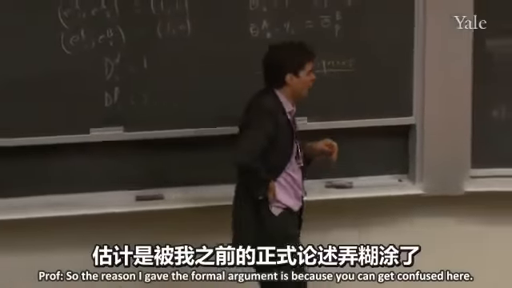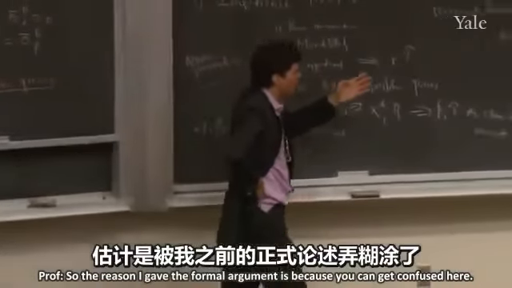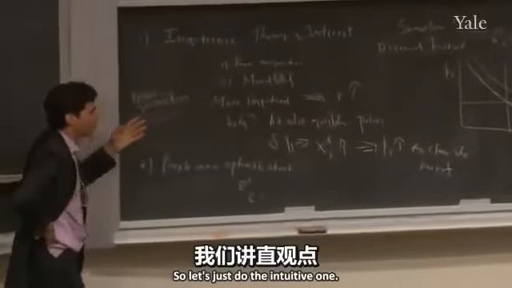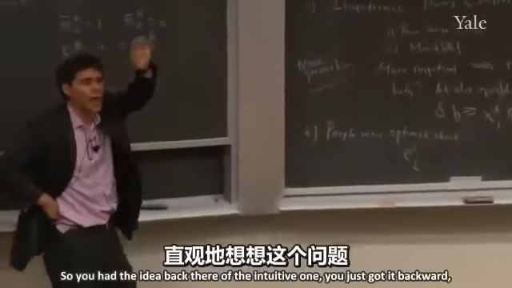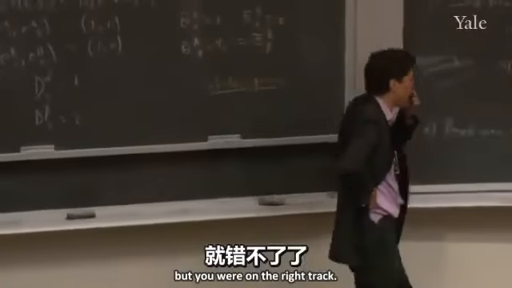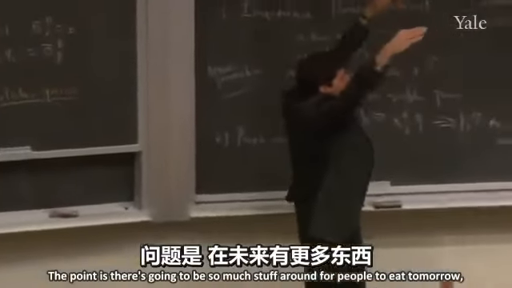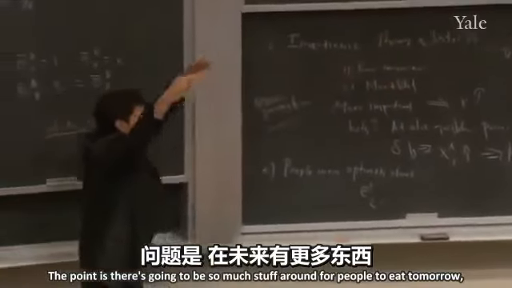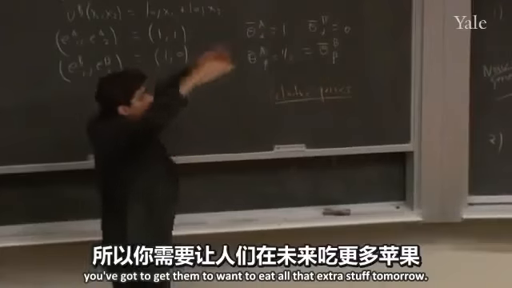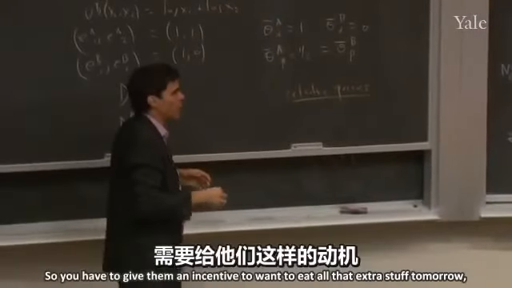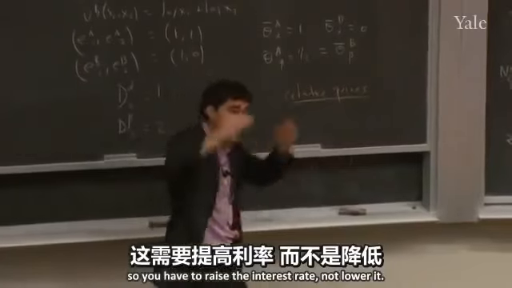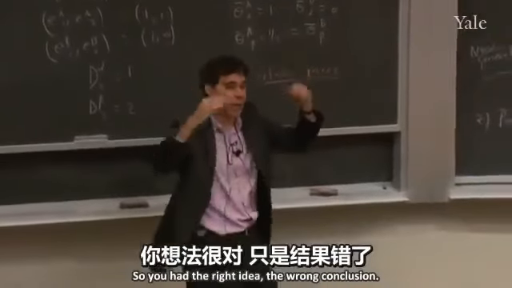The reason I gave the formal argument is you can get confused here. So let's just do the intuitive one. You had the idea back there of the intuitive one. You just got it backwards, but you're on the right track. The point is there's going to be so much stuff around for people to eat tomorrow, you've got to get them to want to eat all that extra stuff tomorrow. So you have to give them an incentive, so you have to raise the interest rate, not lower it. You had the right idea, the wrong conclusion.